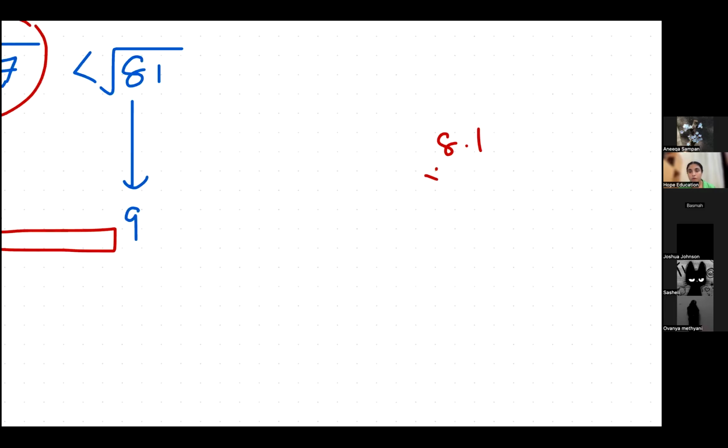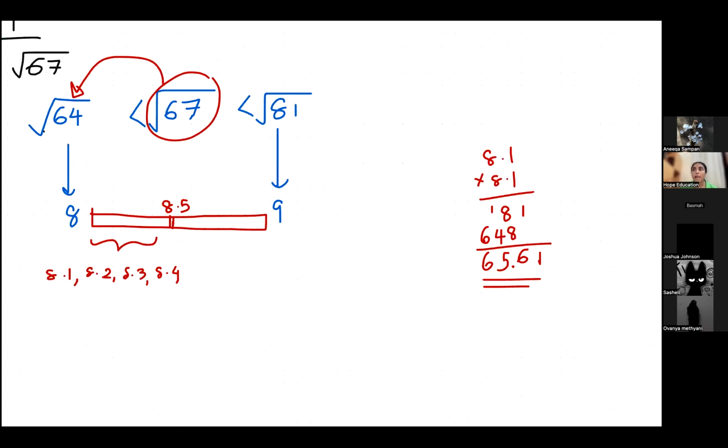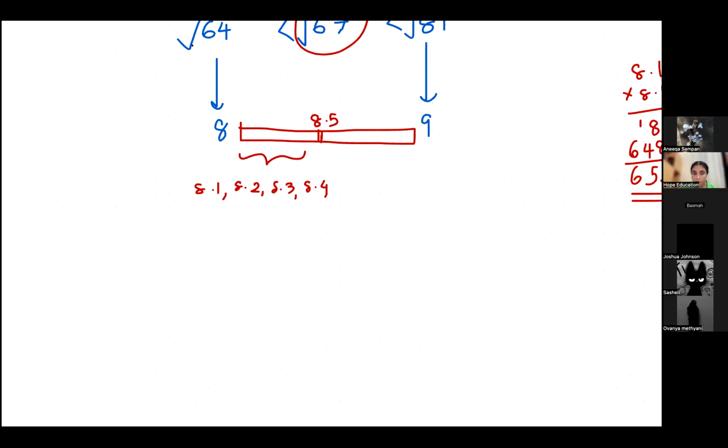8.1 multiplied by 8.1. 1 times 1 is 1, 1 times 8 is 8. 8 times 1 is 8, 8 times 8 is 64. So 8 plus 8 is 16. Sorry, 16, and 1 comes to this side. 4 plus 1 is 5 and 6. Here there's 1 decimal point, 1 decimal point. So altogether there are 2 decimal points. So we get 65.61. If 8.1 multiplied by 8.1 is 65.61, then the square root of 65.61 should be 8.1.